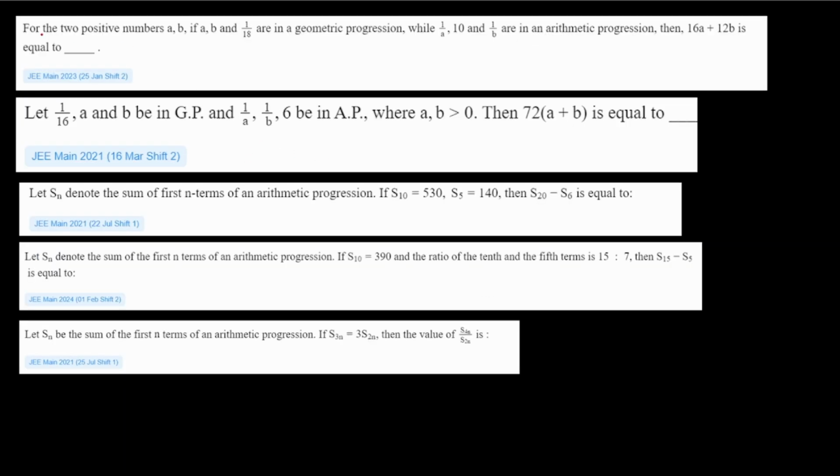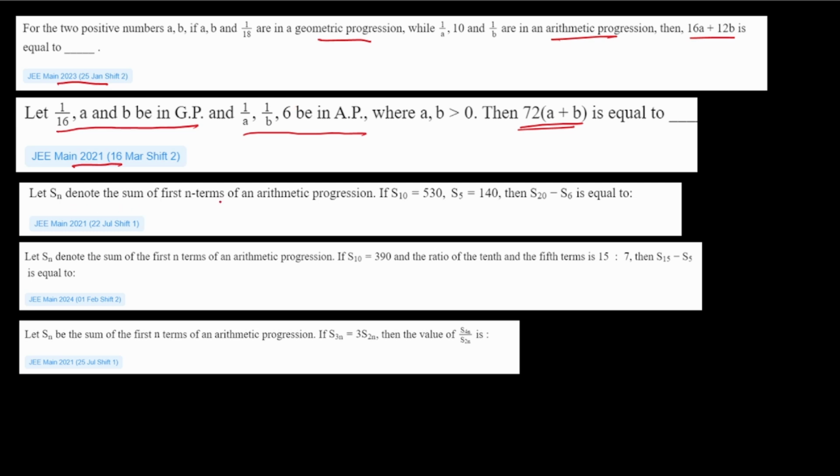Over here you can see, just focus on these two questions. Here A, B and one certain value is given just in GP, then certain values are given in AP, then what is this value, right? Here also again certain values are given in GP, then it is given in AP, then what is this value, right? This was asked in the year 2023, this was asked in the year 2021. Exact same question, just the numericals are different.